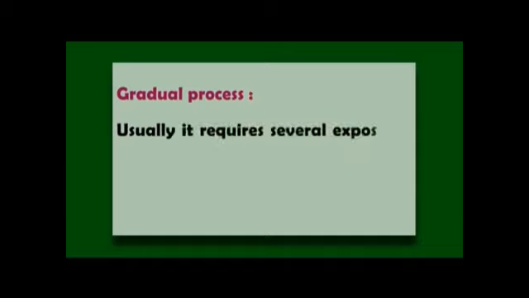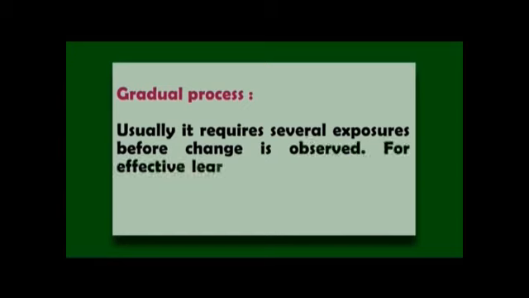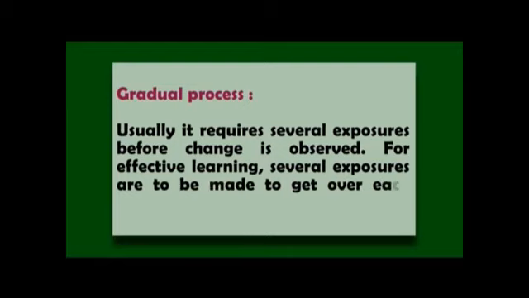Number 6, gradual process. Usually, it requires several exposures before change is observed. For effective learning, several exposures are to be made to get over each point.